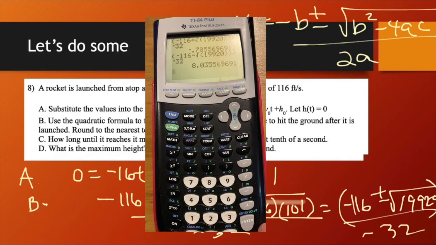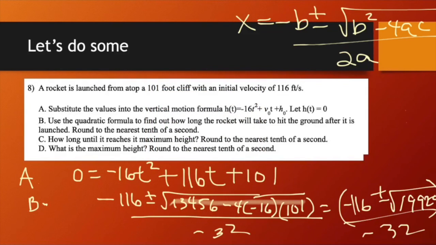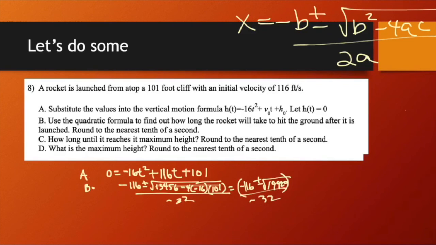Let's see what we get when we do that. We got 8.03 something, and it was positive. That's a good thing. We look at the instructions, and it says to round to the nearest tenth. That's one decimal, so that's the 8.0. This 3 doesn't make it change. It stays the same. So our answer is 8.0 seconds.